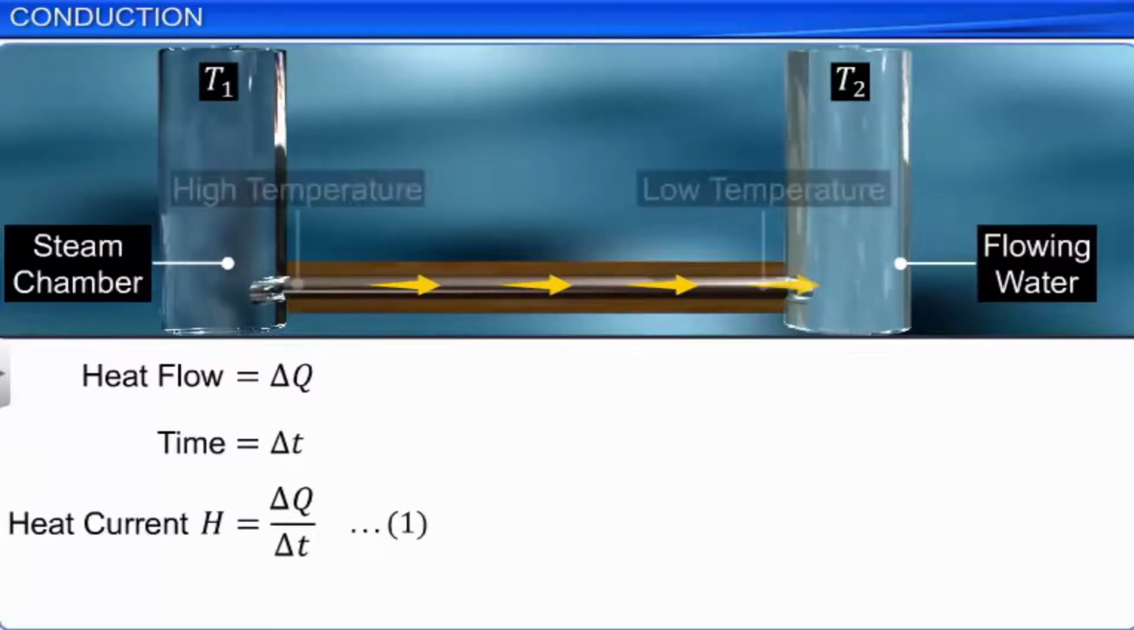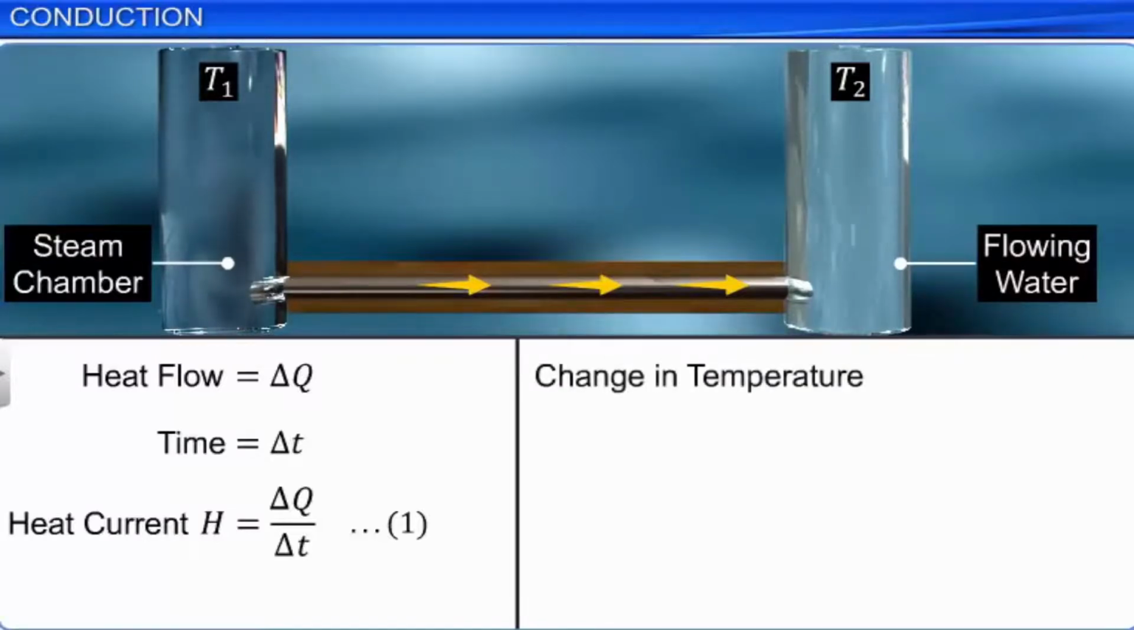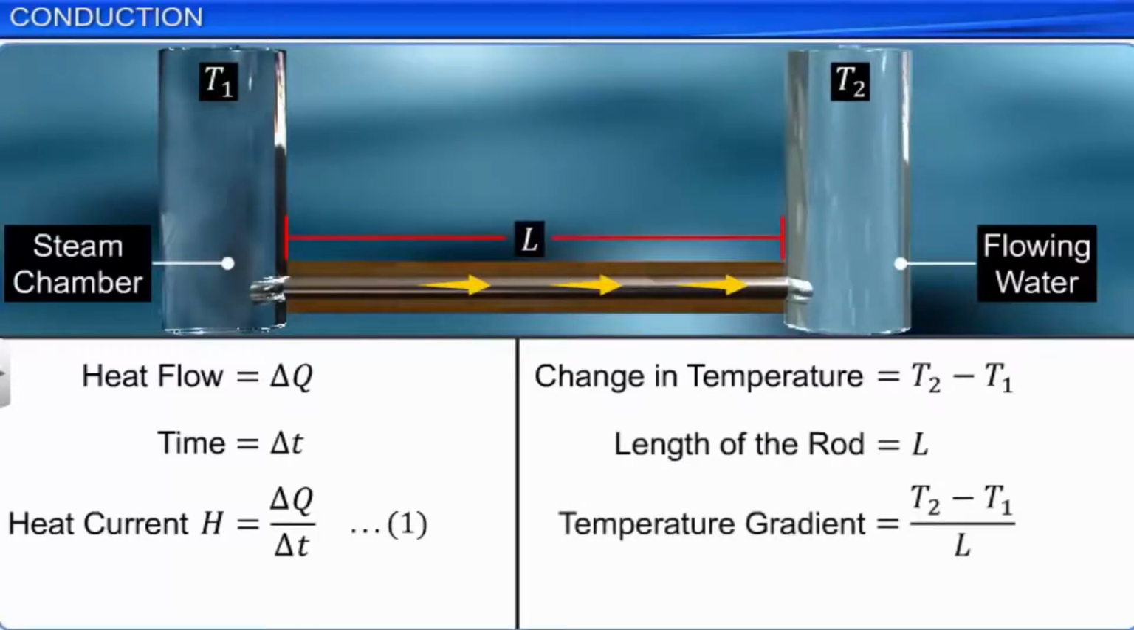In a steady state, the temperature of the rod decreases uniformly from the hot to the cold end of the rod. The change in temperature per unit length is defined as the temperature gradient. Since the change in temperature for a length of L is T2 minus T1, the temperature gradient is expressed as T2 minus T1 by L. Let this be equation 2.